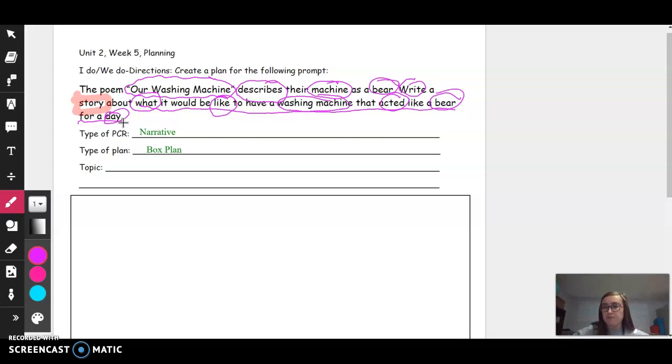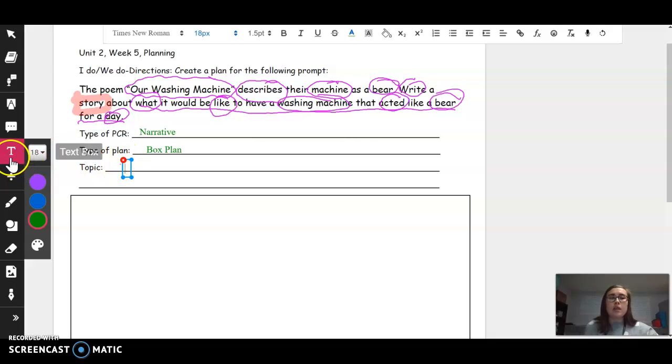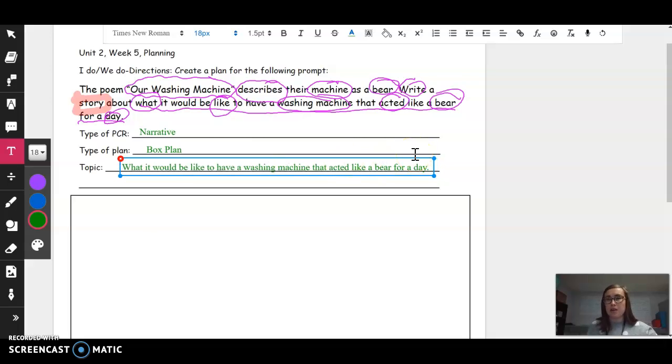So now I'm going to do my very last thing for the analysis, which is filling out my topic box. Okay, so I am going to hit that typing tool on the left to type in my topic, which I underlined. Okay, so my topic is what it would be like to have a washing machine that acted like a bear for a day. That is what I'm going to be writing about, what it would be like to have a washing machine that acted like a bear for a day.